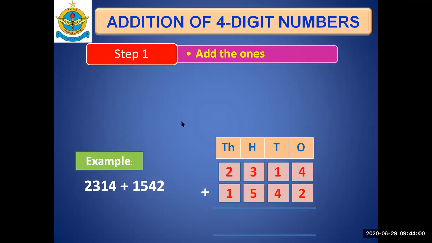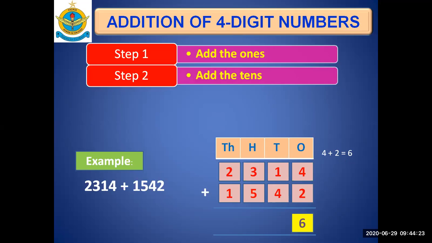Now, what will be step 1? Our first step will be to add the ones. You always start adding the numbers from ones. Add the ones together. 4 and 2 will be added together, and 4 and 2 is 6. So we'll write 6 under both of these numbers in the ones column. So 6 is written here, right? Now the next step is add the tens. In the tens column we have 1 and 4. Add them. 1 plus 4 is 5, and 5 is written in the tens column.